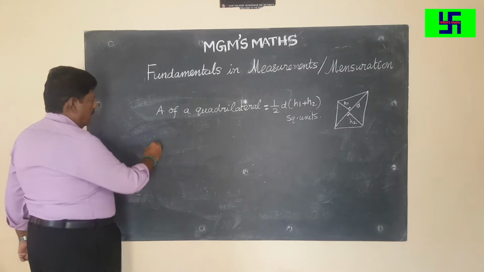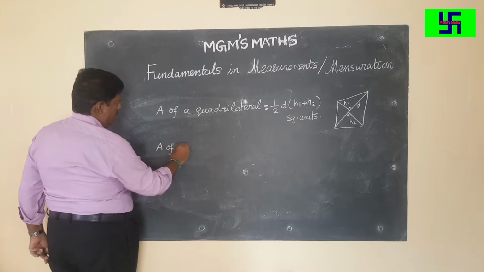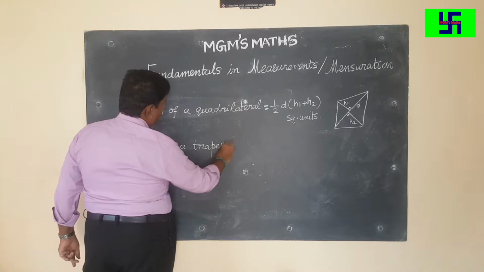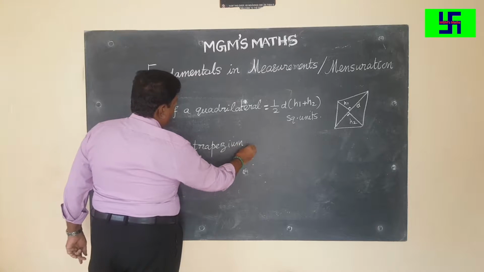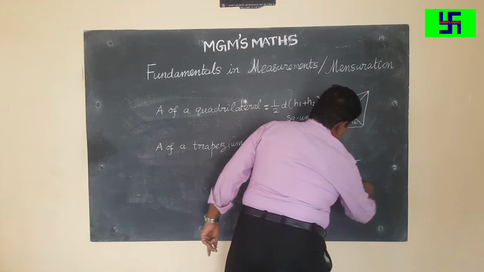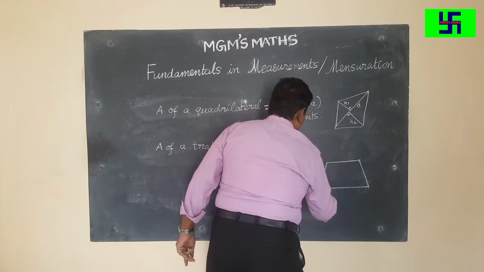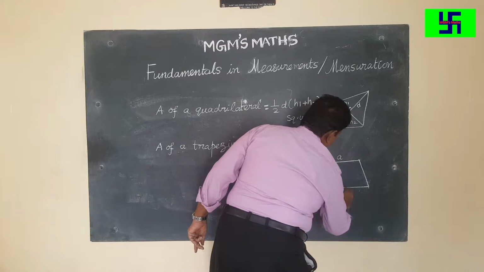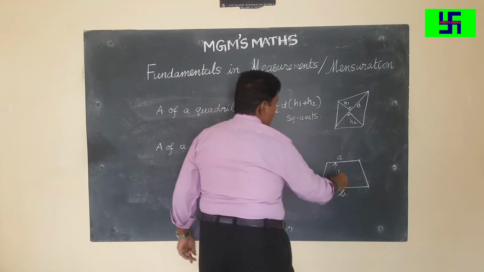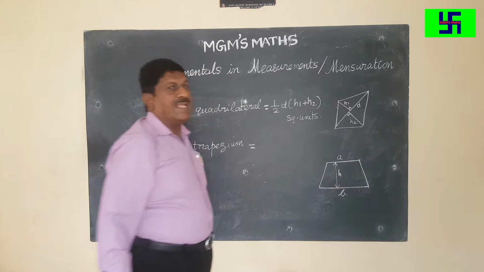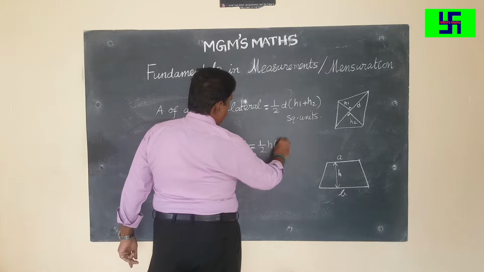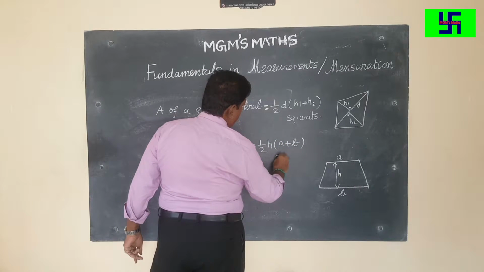What is the area of a trapezium? In the trapezium, you have two sides parallel, and the parallel sides we write as A and B. The perpendicular distance between the parallel sides, let me take as h. So this will be half h into A plus B square units.